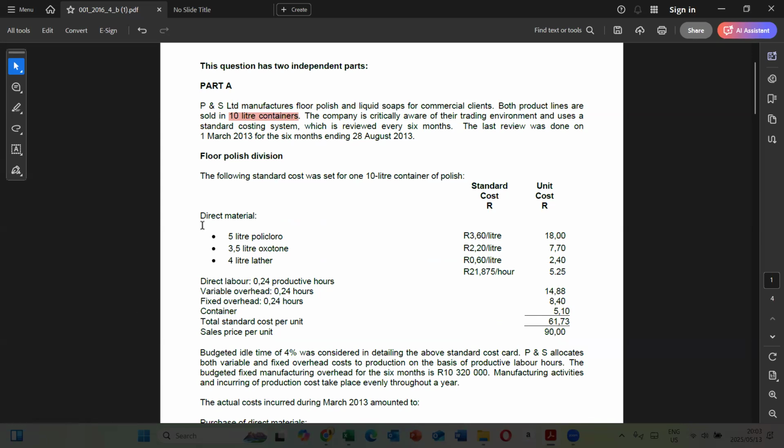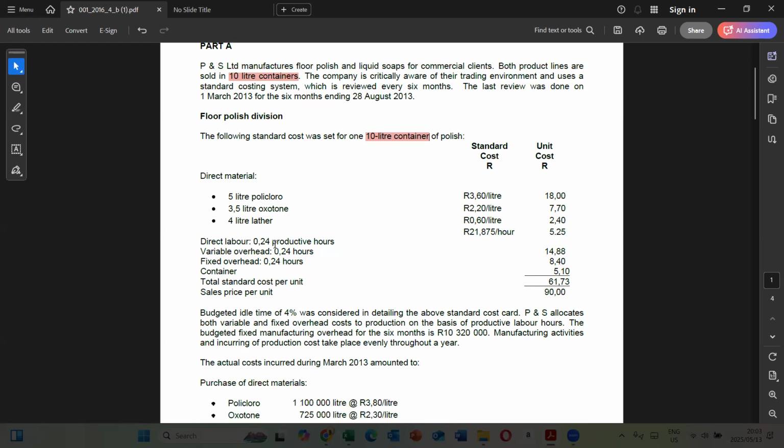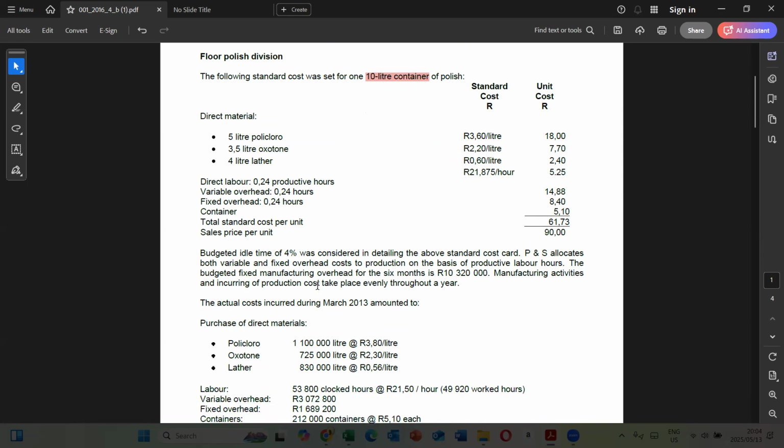So these are the standards. So direct material, the standards, and then the per unit. In other words, remember they are selling 10-liter containers, so 1 unit is a 10-liter container. So this 10-liter container requires this direct material. And then you have direct labor 0.24 productive hours, variable overhead 0.24 hours, and then fixed overheads per container, total standard cost per unit, and the sales price per unit sitting there.